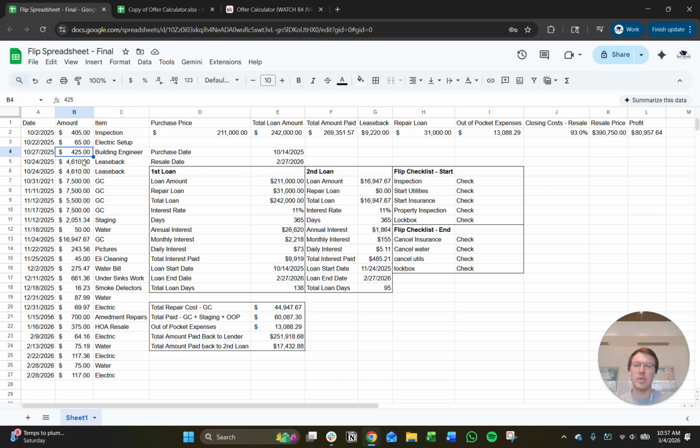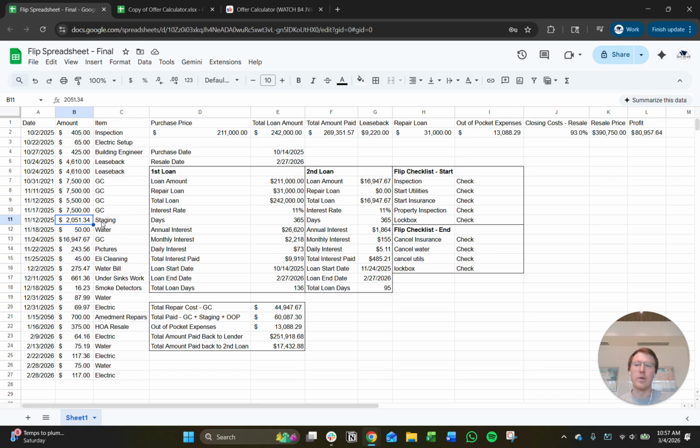We had a leaseback, so this person stayed in the house 2 weeks after we had purchased it. So we held back, I think, $10,000, and they actually stayed a few extra days. So we paid them back their leaseback. That's what these two payments are. These are all GC payments.